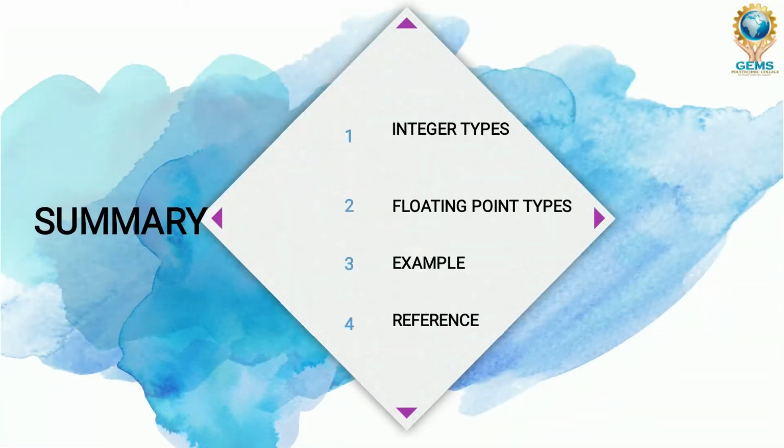So what we have seen till now in this video lecture is integer types and floating point types. Integer types are four types: byte, short, int, long. These are the four different types of integers, and we use them for storing integer values or whole numbers. Whole numbers means 1, 2, 3, 4, 5, 6, 7, 8, 9, 10, 20. So here a fraction value will not be there.